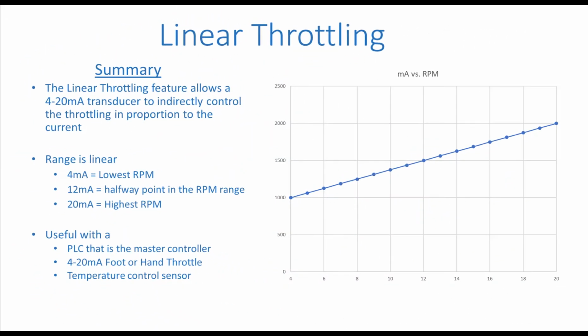The linear throttling feature allows 4 to 20 milliamp transducers to indirectly control the throttling in proportion to the current. The range is linear. 4 milliamps equals the lowest RPM, 12 milliamps is the halfway point in the RPM range, 20 milliamps is the highest RPM. This is very useful with a PLC that is the master controller, or a 4 to 20 milliamp foot or hand throttle. Also, temperature control sensors.